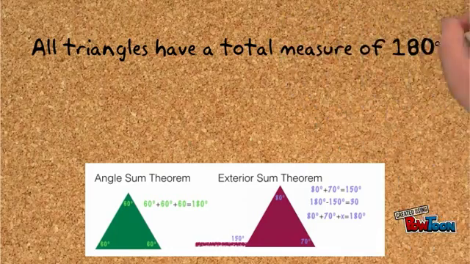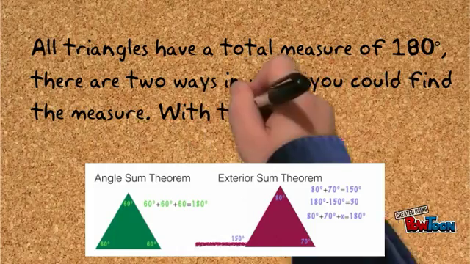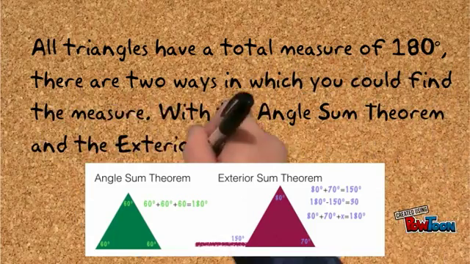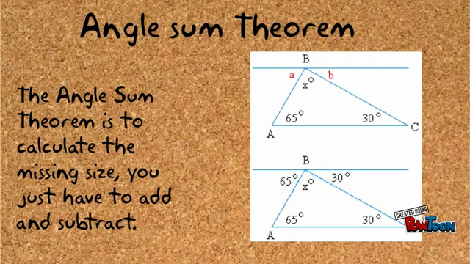All triangles have a total measure of 180 degrees. There are two ways in which you could find the measure, with the angle sum theorem and the exterior angle theorem. The angle sum theorem is to calculate the missing angles. You just have to add and subtract.